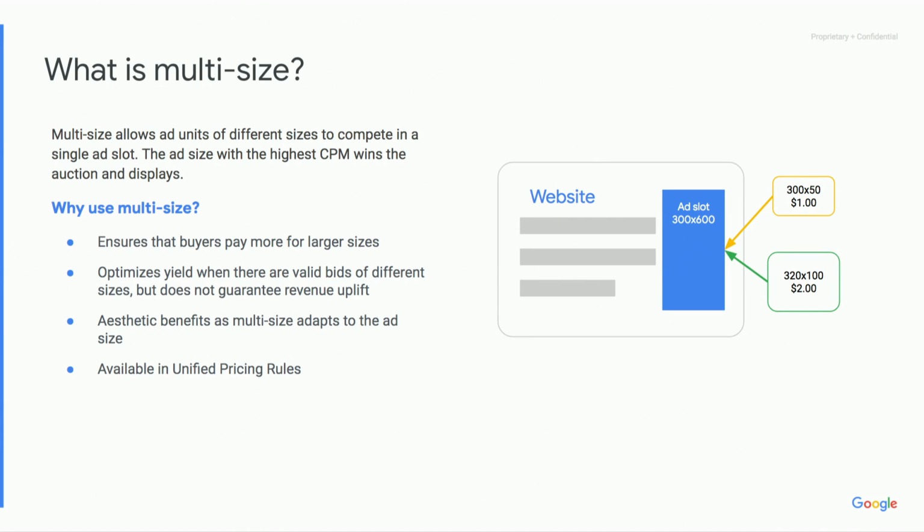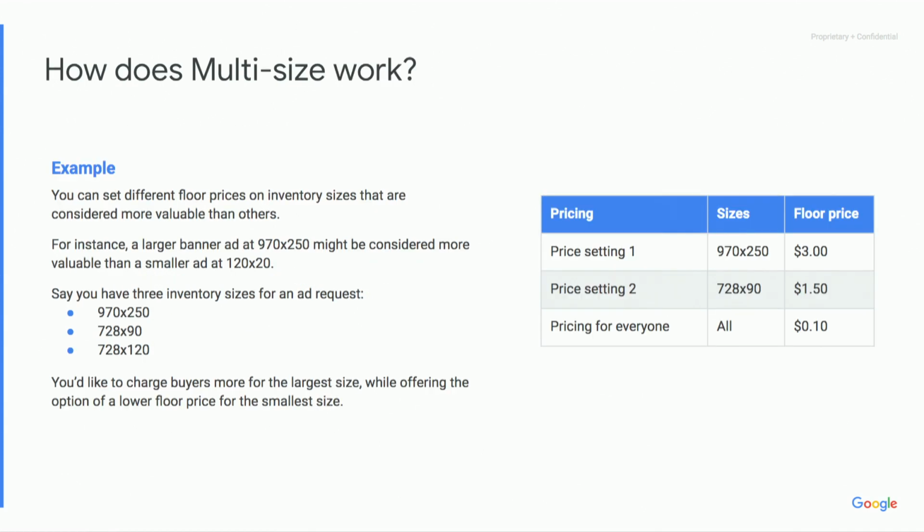Multi-size can be a great yield optimization opportunity for publishers for multiple reasons. You're allowed to set floors so that buyers pay more for larger sizes. It also allows you to optimize yield when there are valid bids of different sizes, even though that doesn't necessarily guarantee revenue uplift. And it offers aesthetic benefits, as multi-size allows the ad slot to adapt to the actual size of the ad being served. You can set multi-size pricing rules within the Unified Pricing Rules section of your Ad Manager account.